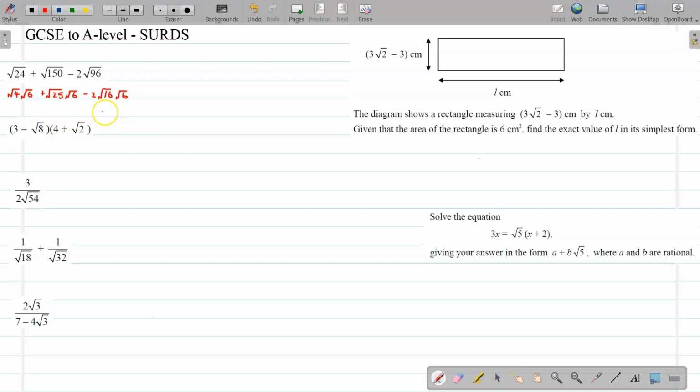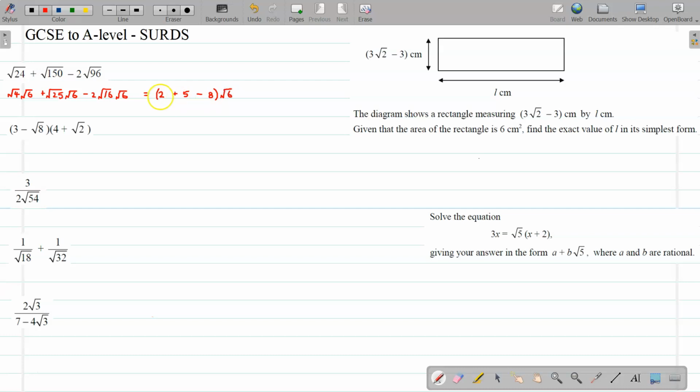Now, the common factor is root 6, and the bits under the other square roots are square numbers, so they're easy to square root. I'm going to put these numbers inside the bracket and the root 6 on its own outside the bracket. So I've got 2, which is root 4. Root 25 is 5. And then I've got 2 lots of root 16, which is 2 lots of 4, which is 8, minus 8 of course. And the common factor of all three of those terms was root 6, so I'm putting that outside the bracket.